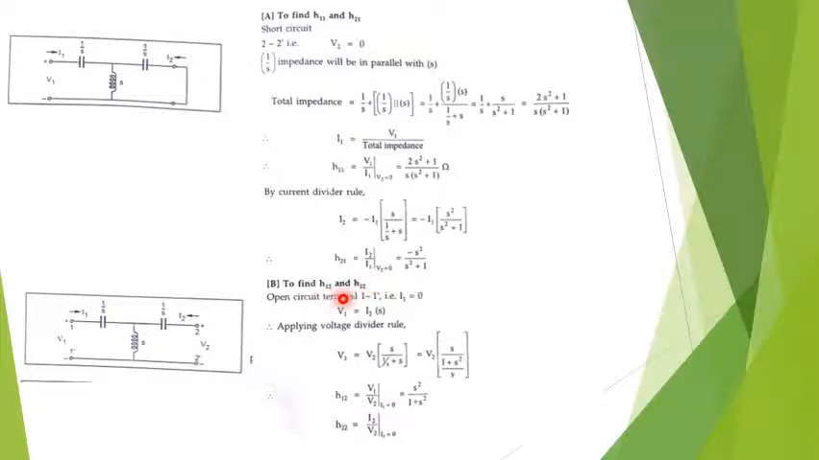To find the other two hybrid parameters, I am putting I1 equal to 0 here. When I put I1 equal to 0, from the first equation I get V1 is equal to the voltage across this, that is I2 into S. Similarly, applying the voltage divider rule, V1 is this voltage V2 into S divided by S plus 1 upon S. So straight away I get V1 in terms of V2. Once I do that, I get the third hybrid parameter, H12, which is V1 upon V2, and that works out to be S square upon S square plus 1.